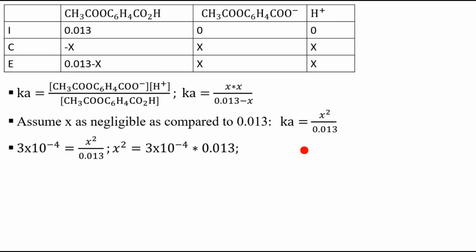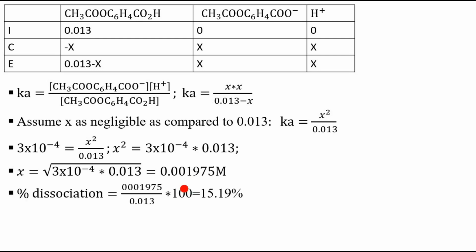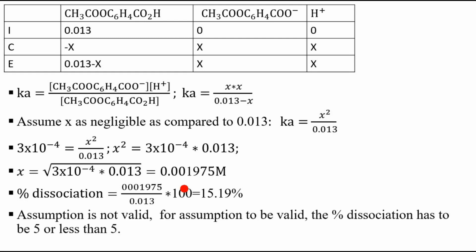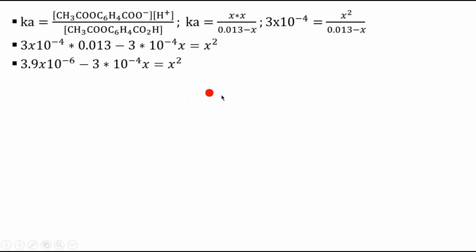Then we are going to look for x. So then x will be equal to 0.001975. But we need to verify whether the assumption we made is valid. So here you can see that the percent dissociation is higher than 5%. Here the assumption is not valid. We need to determine the quadratic equation, and we need to solve the quadratic equation to find the x which is dissociated. So we just rearrange and get the quadratic equation. So that's the quadratic equation that we need to solve.